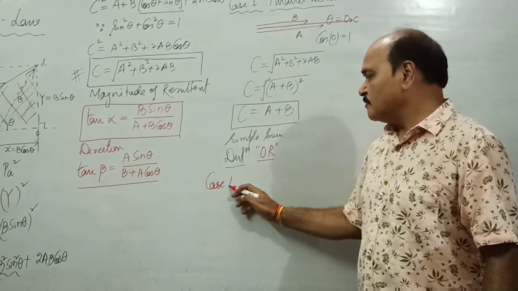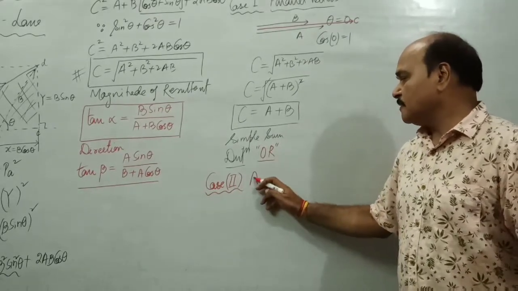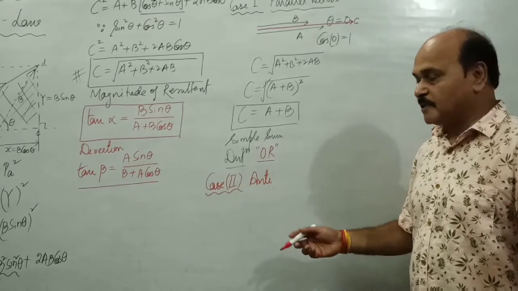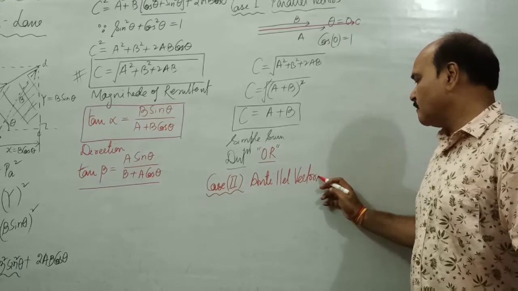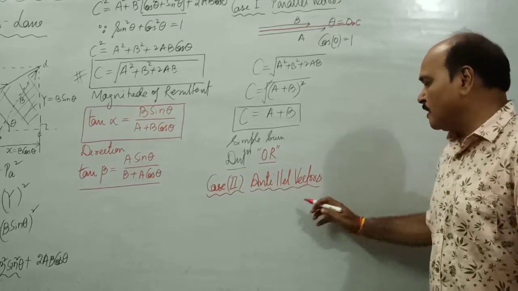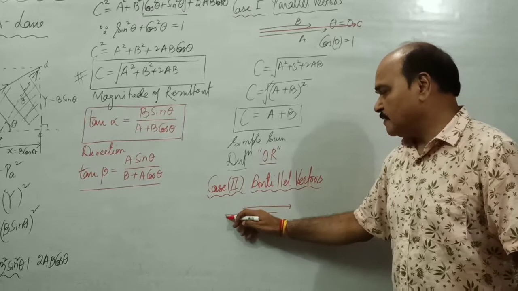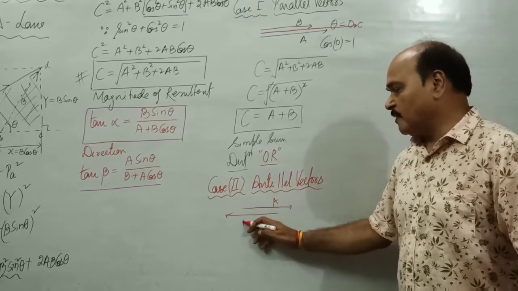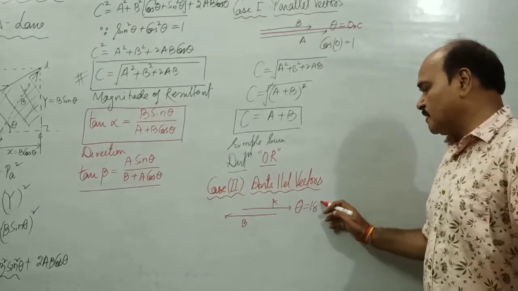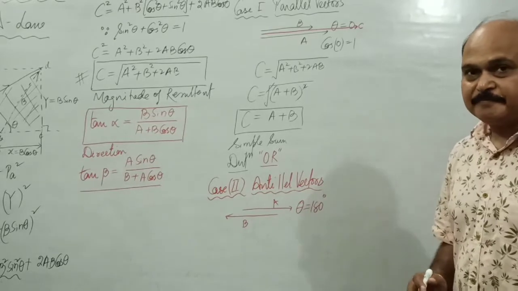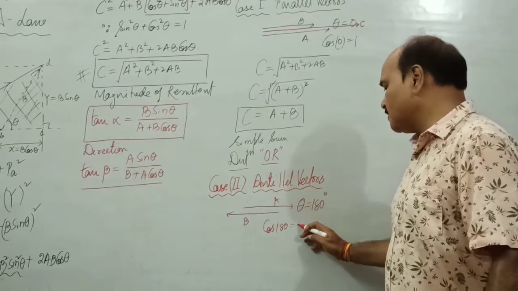Well, in case 2, we have anti-parallel vectors. That is also the second type of vector you have studied. Vectors are anti-parallel when they are in opposite directions. If this is A and this is B, the vectors are anti-parallel. And we know the angle between anti-parallel vectors is 180 degrees. And what is cos of 180? Cos of 180 is minus 1.